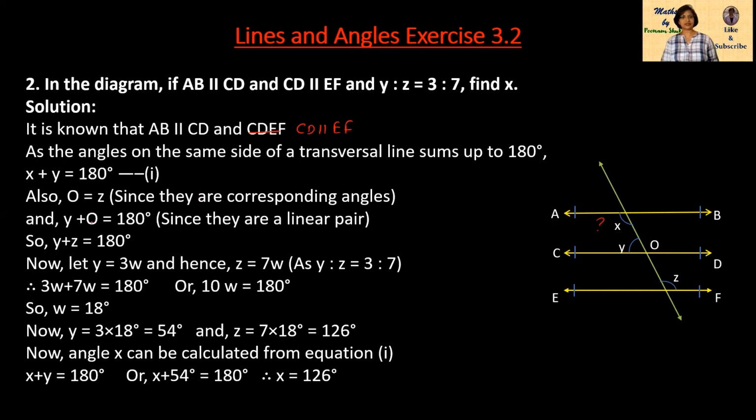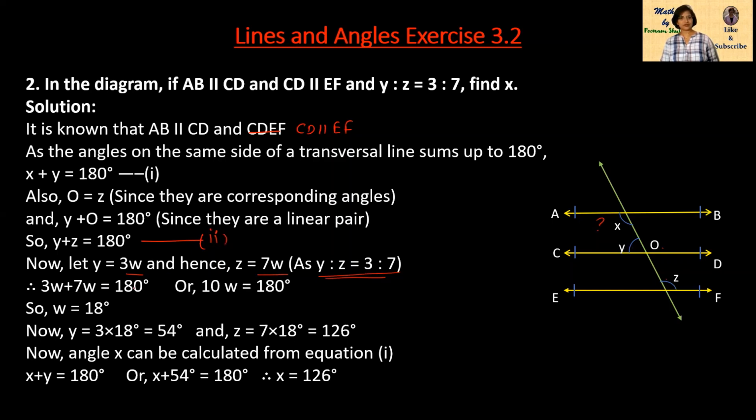So corresponding angles are equal. So here O equals to z, and y plus O equals to 180, because y plus O are the linear pair of angles, so these make the sum of angles 180. You can make this equation 2. Now let y equals to 3w. Hence z equals to 7w. Why? Because it's given y is to z equals to 3 is to 7. So we are taking w as a variable. So y equals to 3w and z equals to 7w.